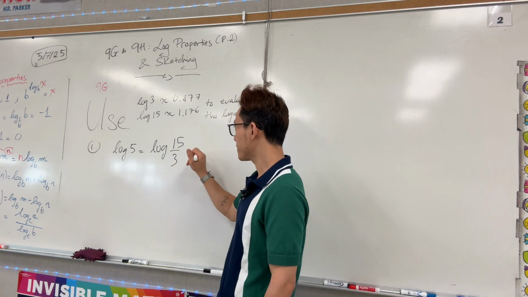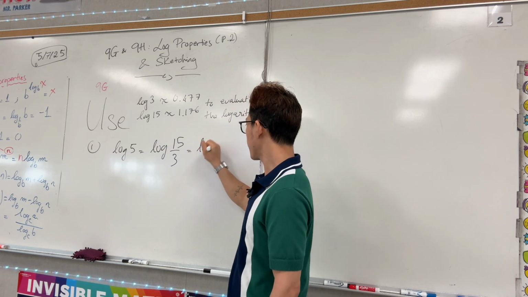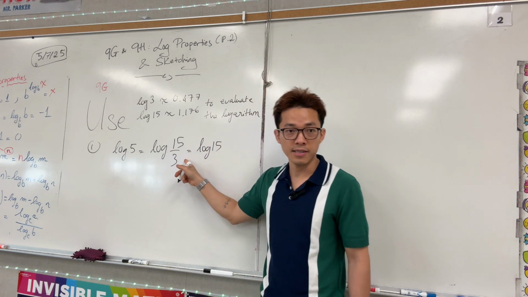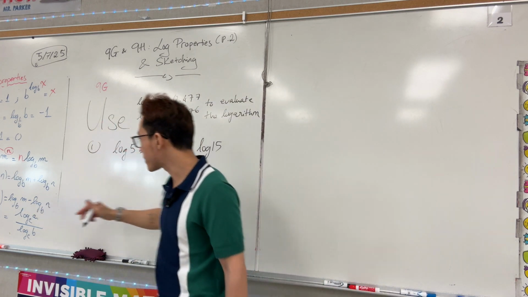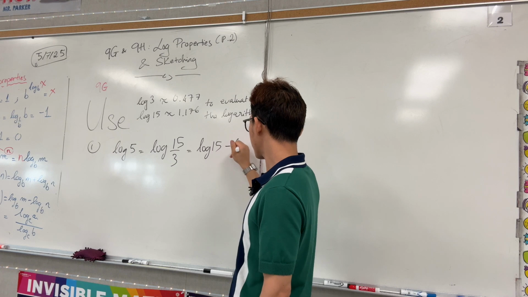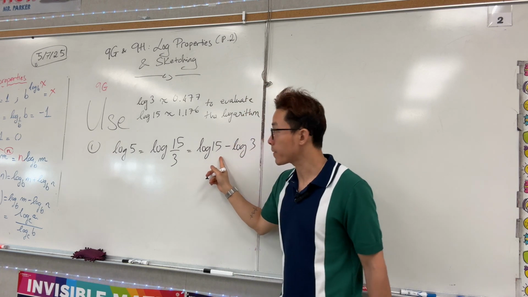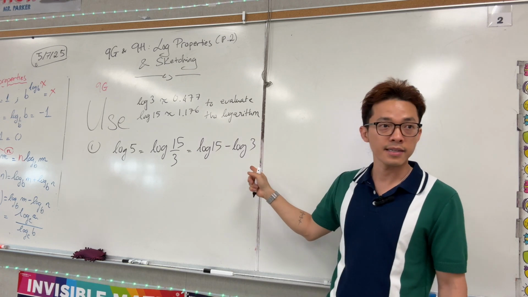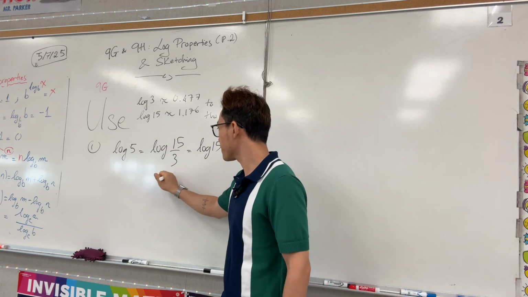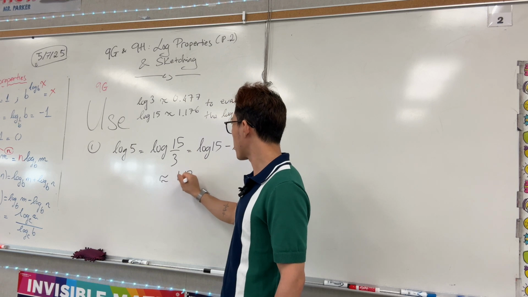All right, Obed? Log 15. Remember the division? Division means subtract right there. It's the property number 6. Log 15 minus log 3. Do we know log 15? They gave you, right? Do you know log 3? Yeah, so plug it in. Okay, 1 point to Obed.